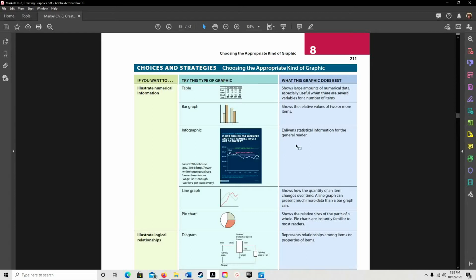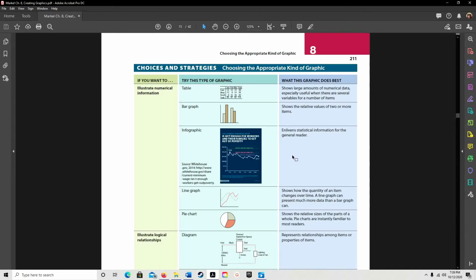So second, you need to choose the appropriate data visualization according to your purpose and the kind of information you're conveying. Markel offers a chart on page 211 that highlights the benefits of different data visualizations. Pie charts are good for showing percentages, line graphs are good for showing changes in quantity over time, bar graphs are good for showing the relative values of two or more items, diagrams are good for identifying and explaining multiple parts of objects or mechanisms, and flowcharts are good for showing processes.